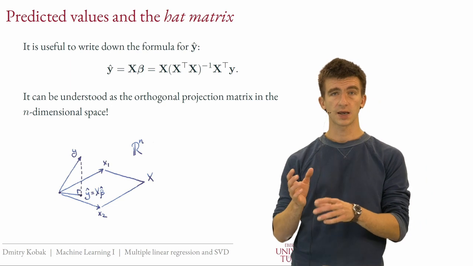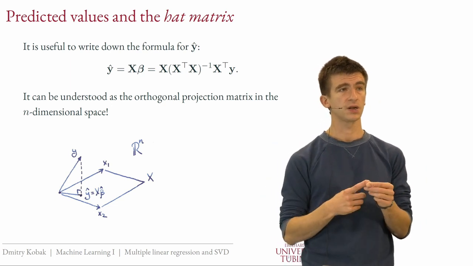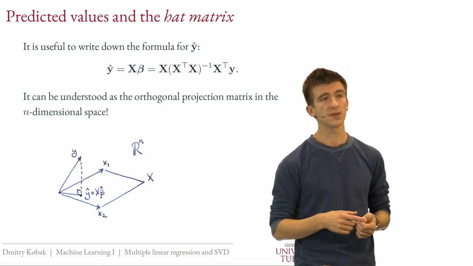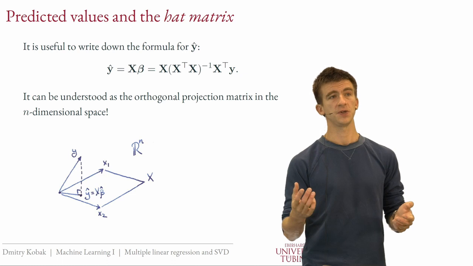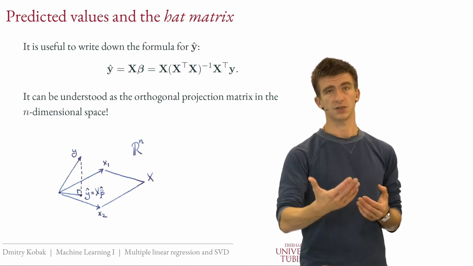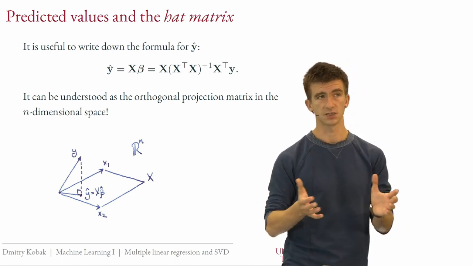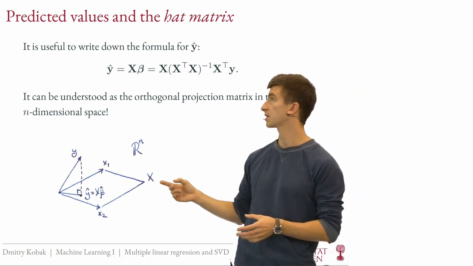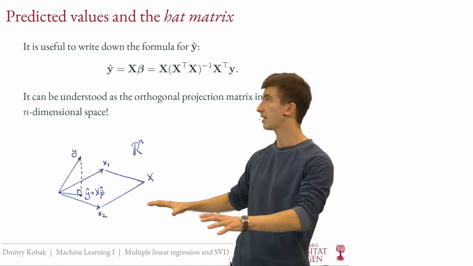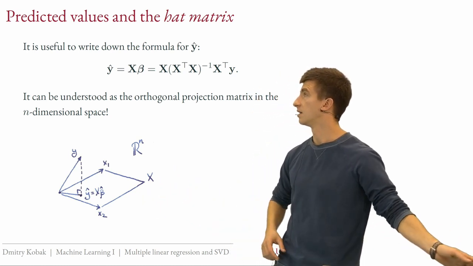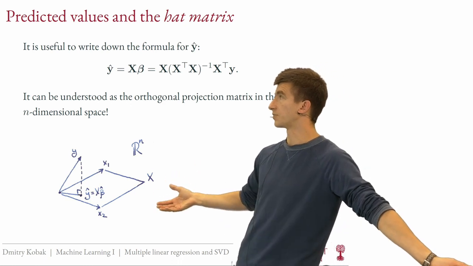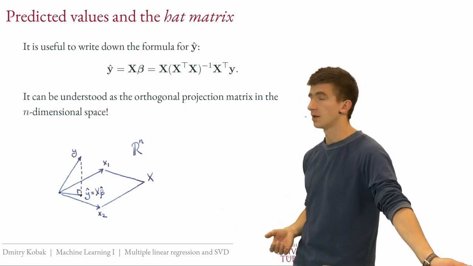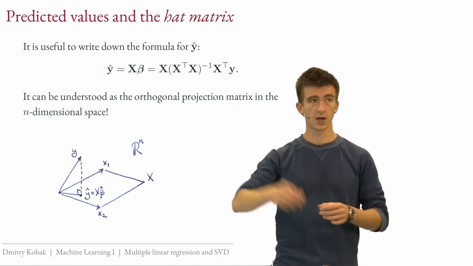But one can turn it upside down, and one can think about this happening in the n-dimensional space, where n is the sample size. So in the n-dimensional space, the feature vectors are just vectors, and the response vector is also a vector there. If we have two feature vectors, x1 and x2, then there's a plane that these vectors span, sort of representing the whole predictor matrix X. Let's call it the predictor plane. And now we have the Y pointing somewhere off the plane.